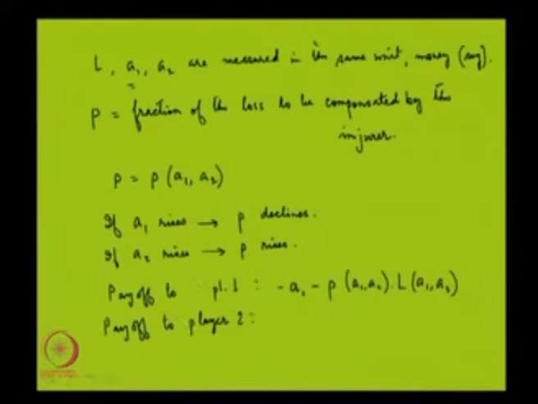What is the payoff to player 2? He takes a care A2, so minus A2, minus a part of the compensation. A part of the loss will not be covered by the compensation. That part of the loss he has to bear, and this part of the loss which is not covered by the injurer is 1 minus rho multiplied by L. So, this is the loss due to accident and this is the care that he is taking. So, both of them are being added up.